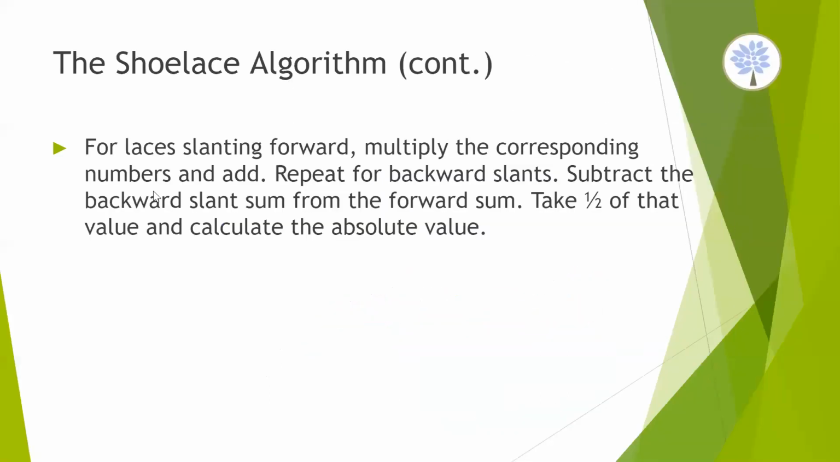We'll basically summarize what we did. So for laces slanting forward, we multiply the corresponding numbers and add, and we'll repeat for backward slants. We then subtract the sum of the backward slants from the sum of the forward slants. We take the absolute value of that and then multiply that by 1/2 to get our final answer.